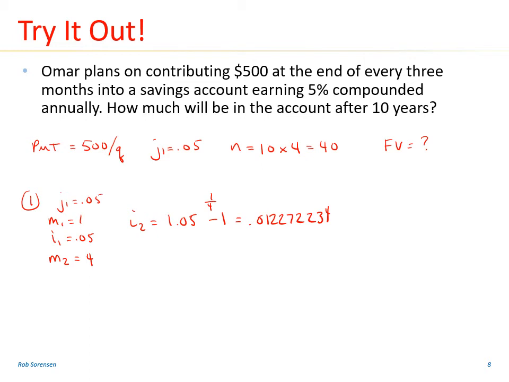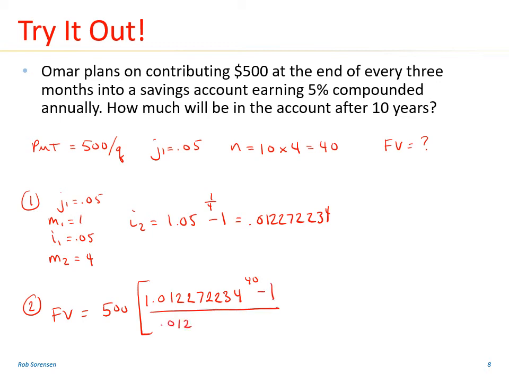Right, so step 2 says let's solve for the future value. That's going to be $500 times 1.0122722234 to the power of 40 minus 1, all divided by 0.0122722234. Plug that in there, and I get $25,622.66. I hope you got the same.